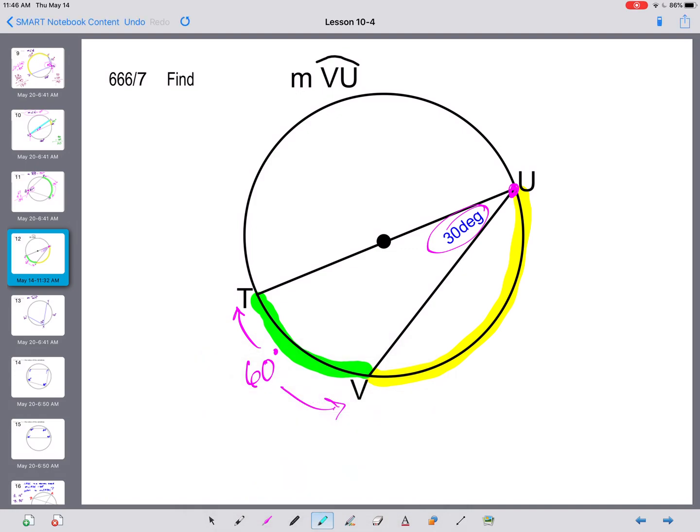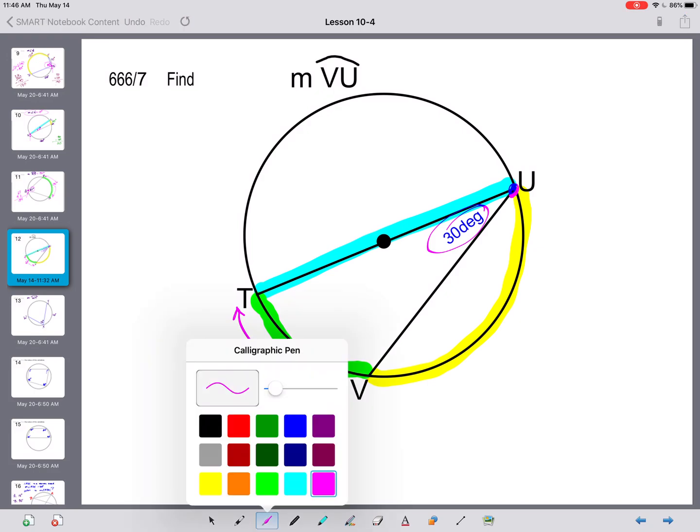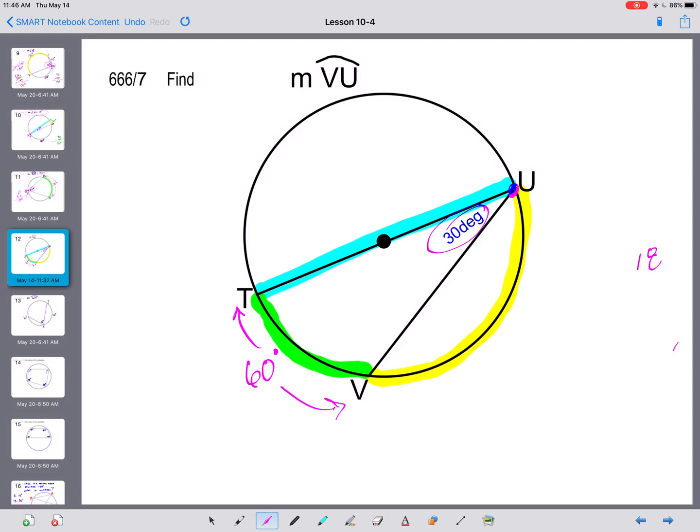Like the last problem, what kind of line is that? That's the diameter. Oh, that's half a circle. Half a circle is 180. Here we go. 180 minus the 60, we're talking 120. Okay, 120. That's the one they want. VU. There it is, 120 degrees.